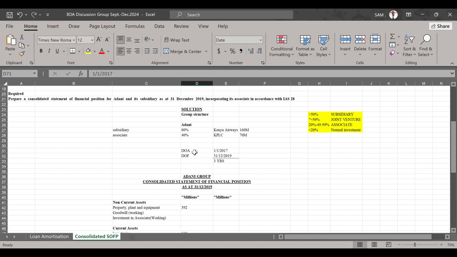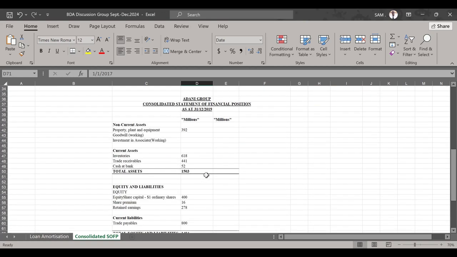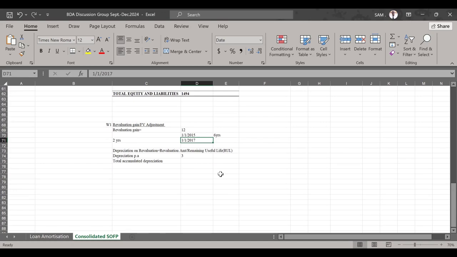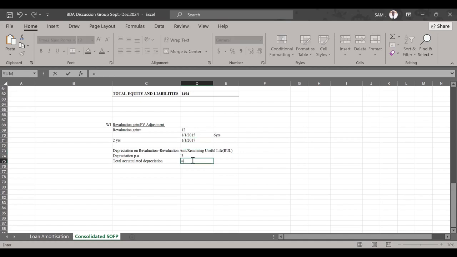You realize the date of acquisition was 1st of January 2017, and date of financial statements is 31st of December 2019. So this subsidiary and the parent traded together for 3 years. They were members of this group for 3 years. So for that 3 years, we have to get the accumulated depreciation of this asset. We've gotten depreciation per annum, which is 3 million. And now, if in 1 year depreciation is 3 million, what is the total depreciation for the 3 years that they stayed together? That gives us 9.